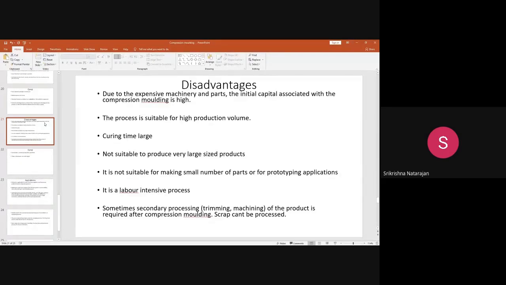And curing time is larger, it takes more time to cure, and it is not suitable to produce very large sized products because of the design of the mold. For example, if you want to make a long product which has a very high length, that is not possible to make. And it is not suitable for making a small number of parts or for prototyping applications. That is not possible, which is related to the second point, which I have already told you. And it is a labor intensive process.